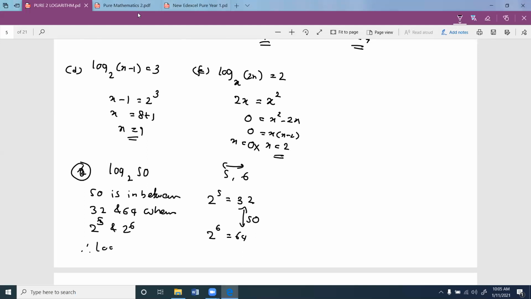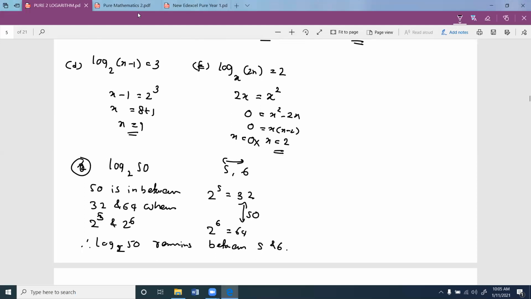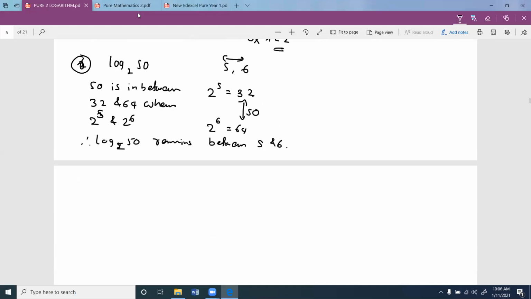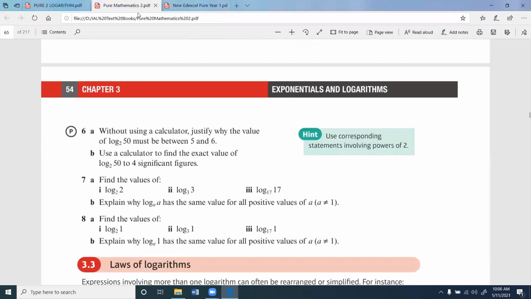Therefore, log_2 50 remains between 5 and 6. That's the way of getting this answer for question number 6. Then question number 7: find the value of log_a a. This is a pretty simple question, so you can get this.